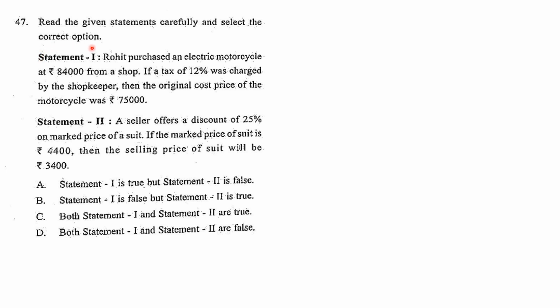Question number 47. Read the given statements carefully and select the correct option. Statement 1. Rohit purchased an electric motorcycle at 84,000 rupees from a shop. If a tax of 12% was charged by the shopkeeper, then the original cost price of the motorcycle was 75,000 rupees. This is the first statement. Statement 2. A seller offers a discount of 25% on the marked price of a suit. If the marked price of the suit is 4,400 rupees, then the selling price of the suit will be 3,400 rupees.